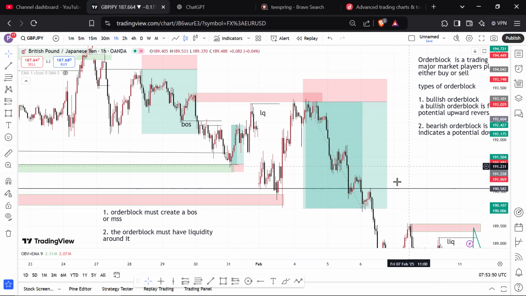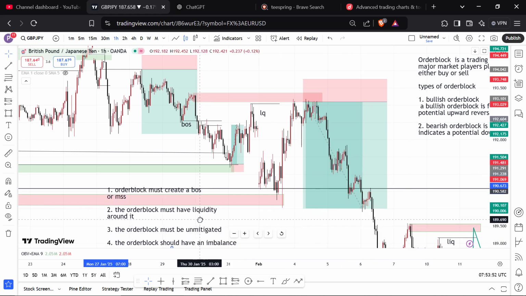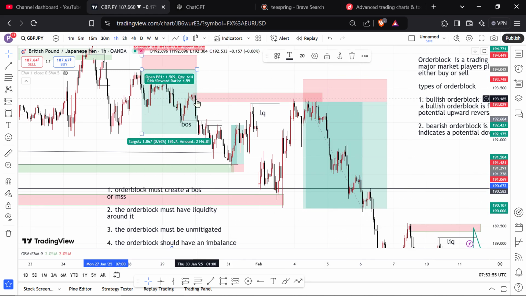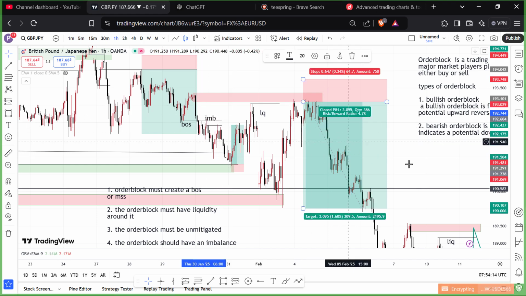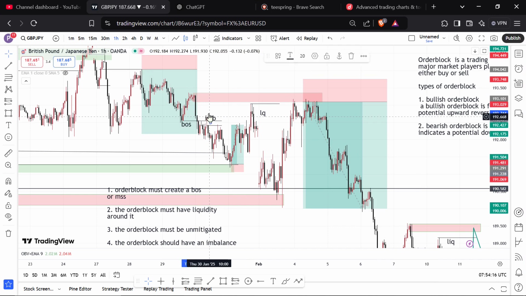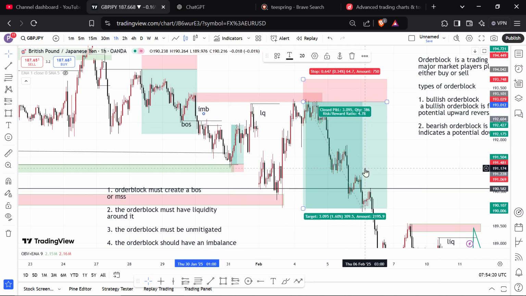So now, what do we want to see again? The level must be unmitigated. Look at this order block. The price did not tap into this liquidity, so it's still fresh, it's unmitigated. Now, is there an imbalance? The order block should have an imbalance around it. Here you can see this push, this push. There are rules to this imbalance, but for now let's leave that. I don't want this video to be long. So we have imbalance here. You can see what happened. The market came down to this level, tapped into this level, and sold off.